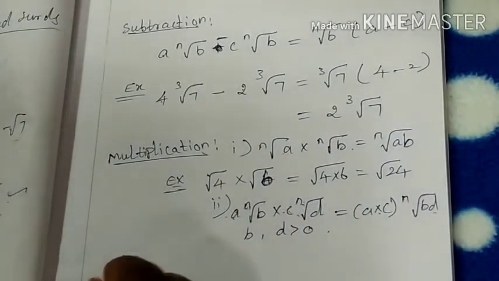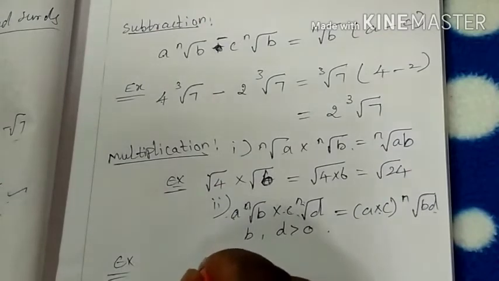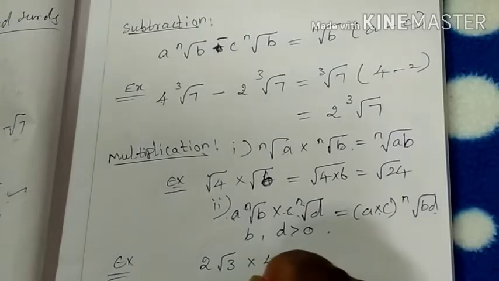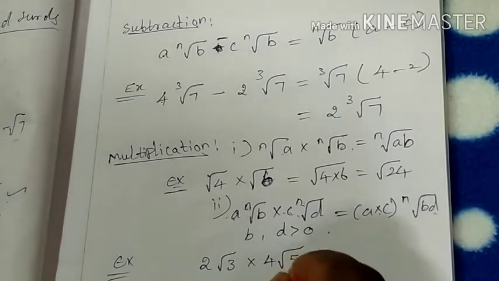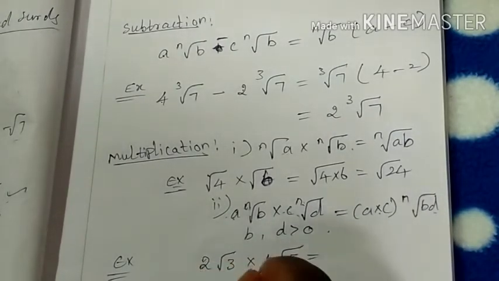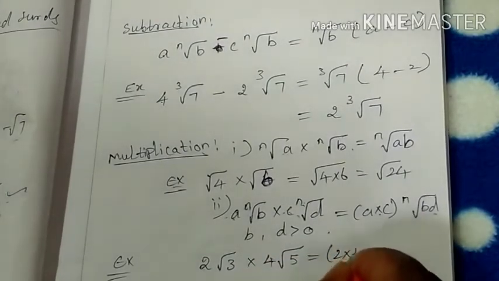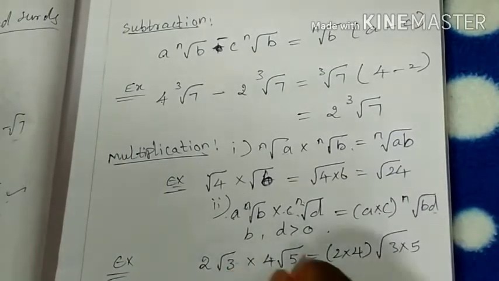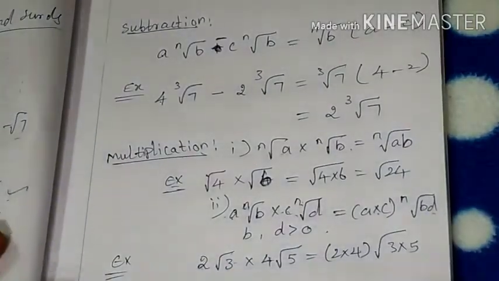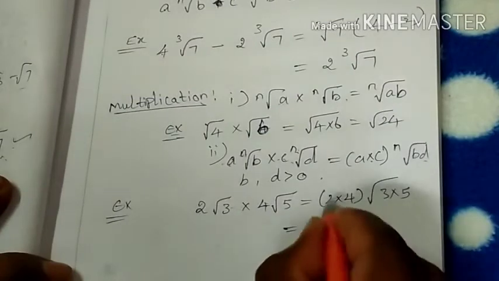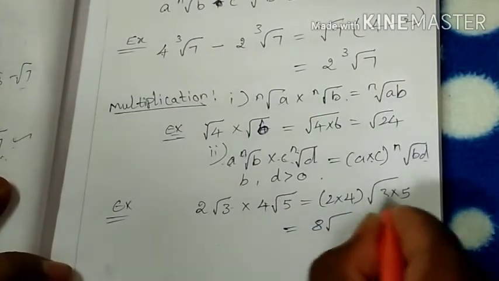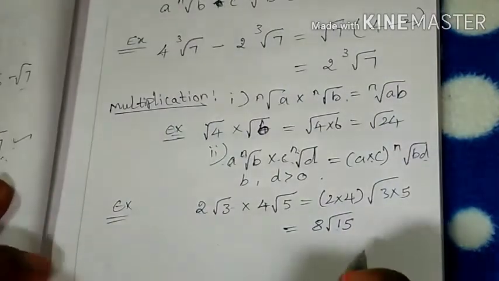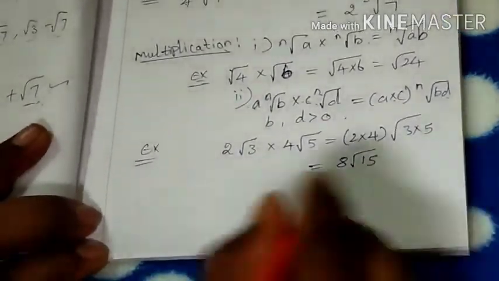Okay, the example is 2 into the square root of 3, times 4 into the square root of 5, which is equal to the product of the coefficients 2 into 4, and the square root of 3 into 5, the inside values, the surd values also. So which is equal to 2 4s are 8 and the square root of 3 5s are 15. This is one of the properties of multiplication. Next, division.